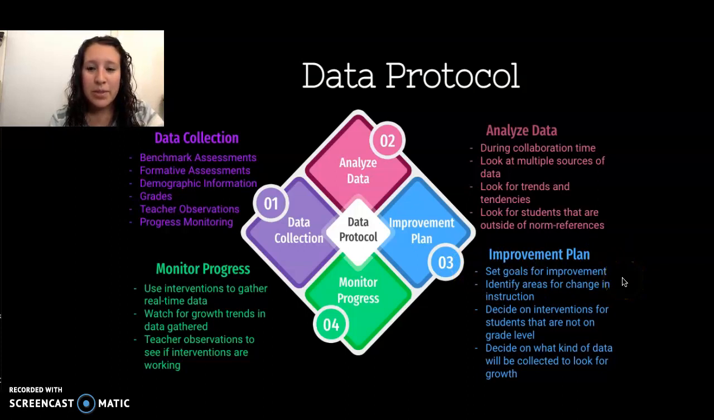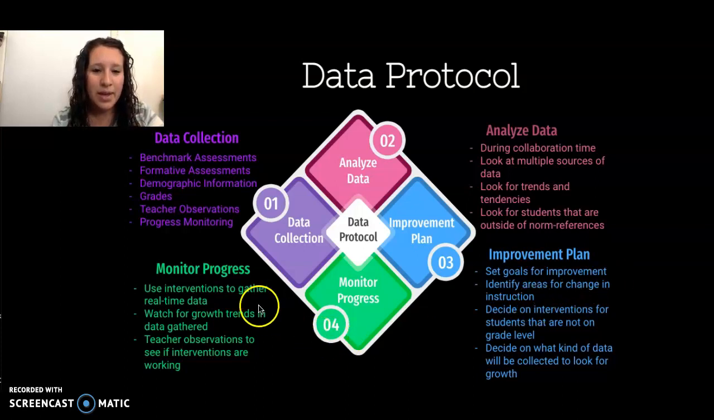Step three is the improvement plan. In this plan, you would set goals for improvement, identify areas for change in instruction, and then you would decide on interventions for those students that are not at grade level. And you would decide on what kind of data will be collected to look for growth.